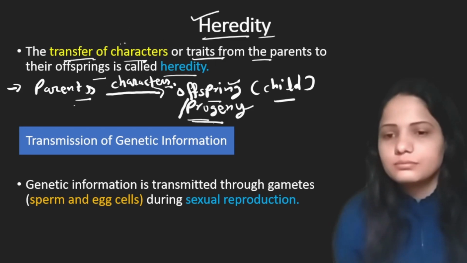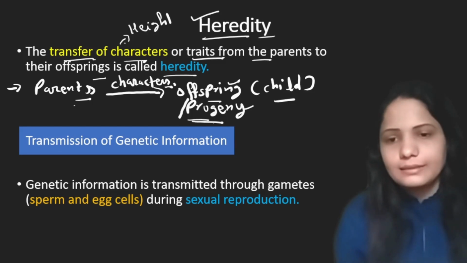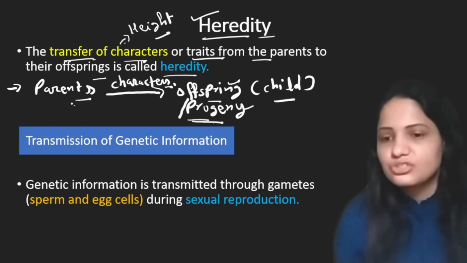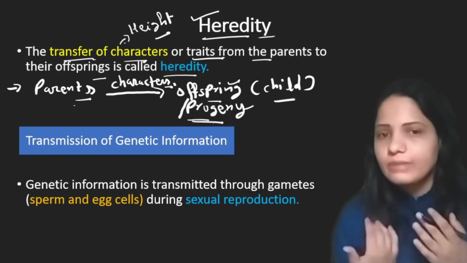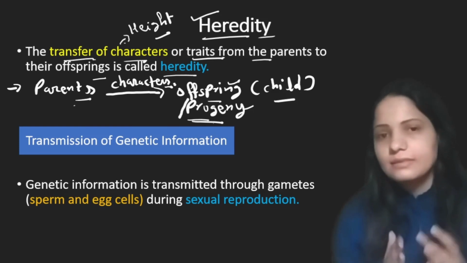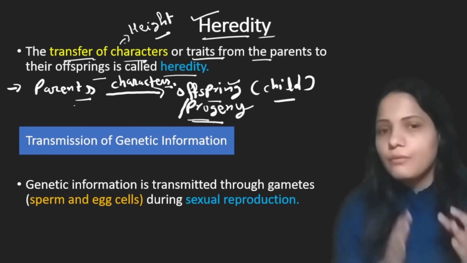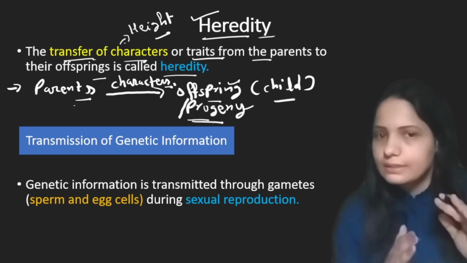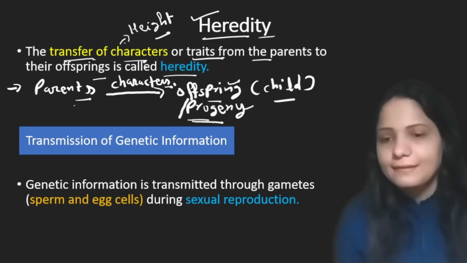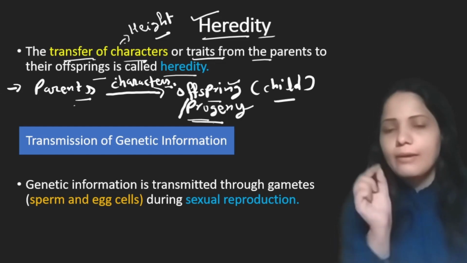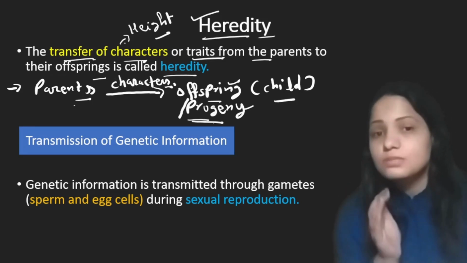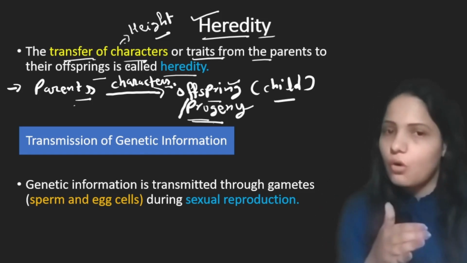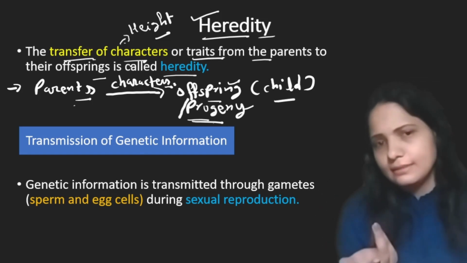I'm writing down here an example of a character, like height. So the character of height is transferred from parents to their offspring, progeny. If the parents are tall, chances are high that their child and offspring will also be tall. Understood the logic behind character and heredity. You have to just write that heredity is the process of transfer of characters from parents to their offspring. This is heredity. Very simple.